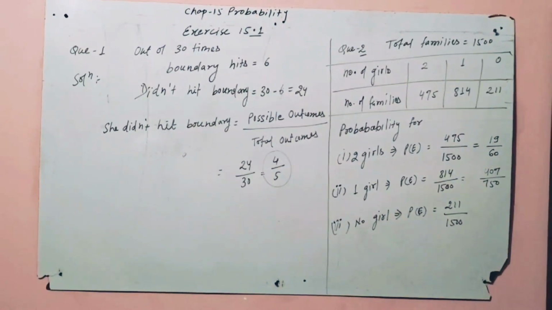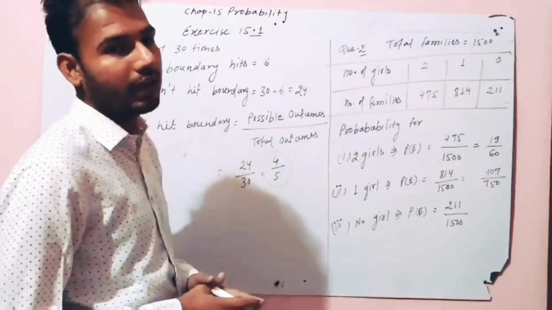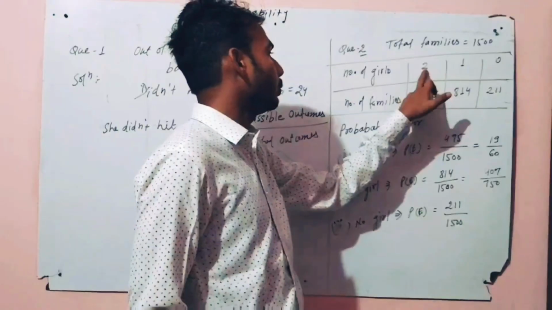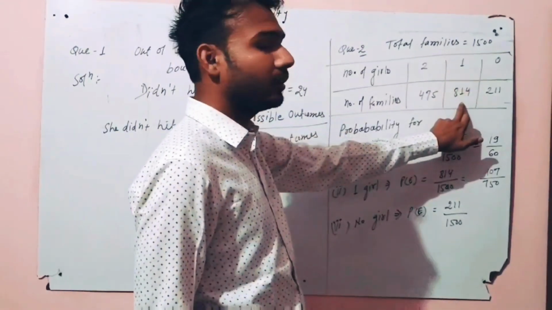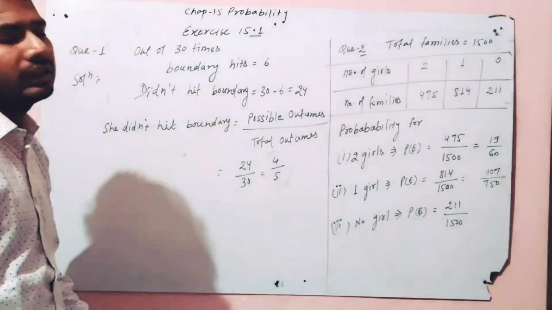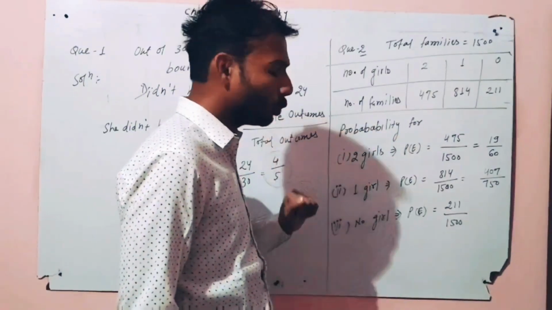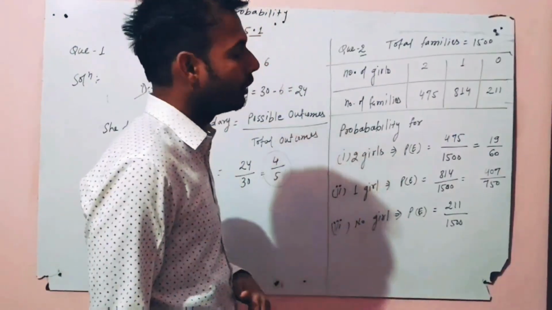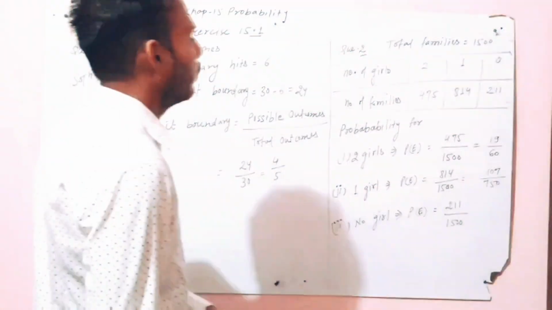Next, question number 2. Given there are a total of 1500 families in which the number of girls is given. Two girls in 475 families, one girl in 814 families, and no girl, or zero girl, in 211 families. So we have to take out the probability for two girls, one girl, and no girl.